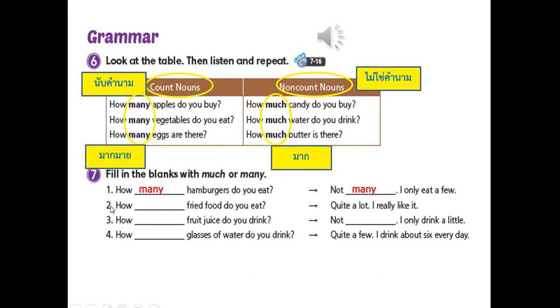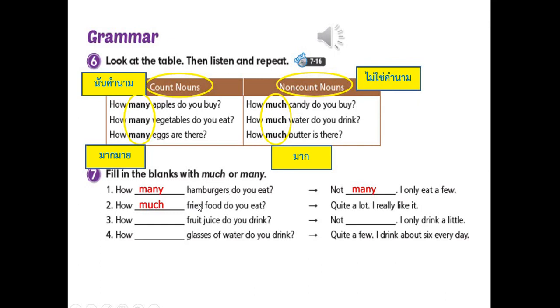Okay, next, let's go to number 2. How much fried food do you eat? Our keyword here is the food, fried food. It's not specific. Is it count or non-count? Fried food is non-count. So if your answer is non-count, we will use much, okay?